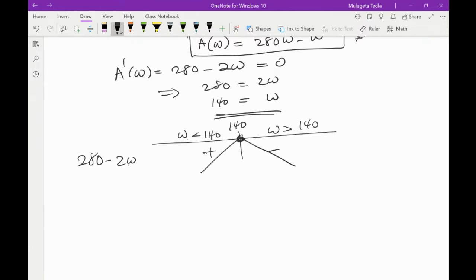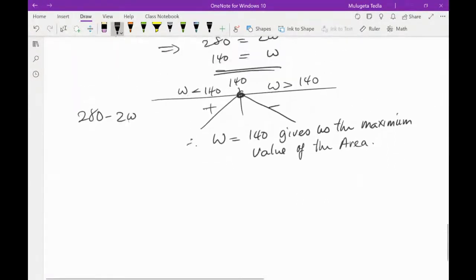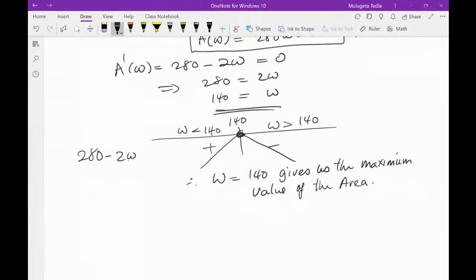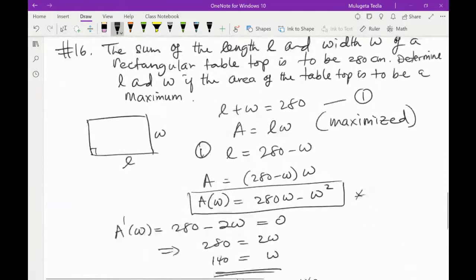Okay, that's the first derivative test. So therefore w equal to 140 gives us the maximum value of what? Of the area. The area is a dependent variable. The w is the independent variable. So therefore we already determined, I know, if the units are in centimeters.